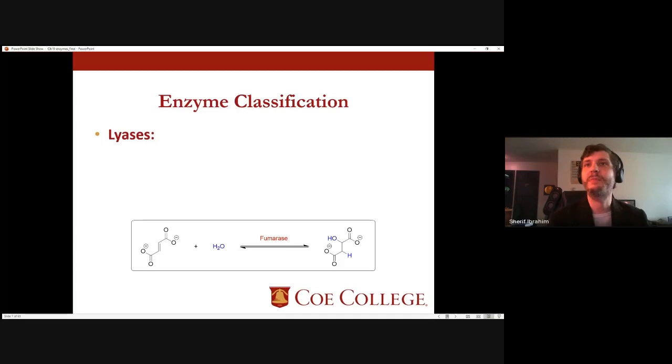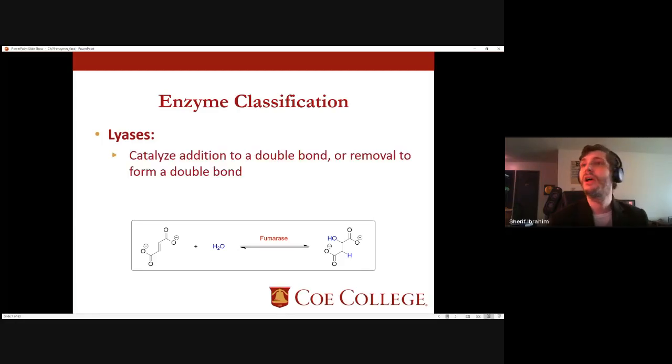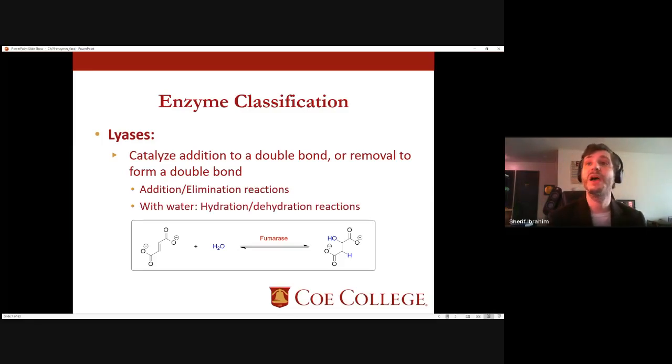Animation's messed up on this slide, but I've got lyases, which I told you are enzymes that add, produce, and react with double bonds. So they can either form double bonds or remove double bonds. If they're removing double bonds, it's an addition reaction. If they're producing double bonds, it's an elimination reaction. And if it's water, they are hydration and dehydration reactions, respectively.